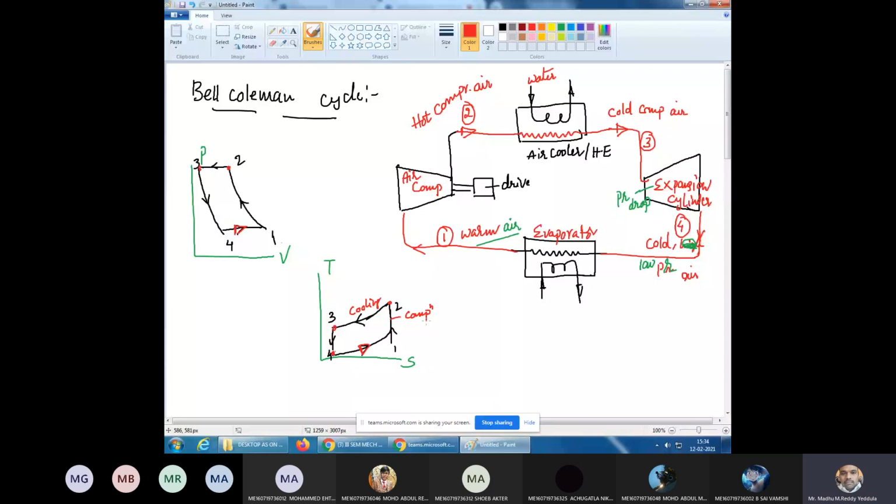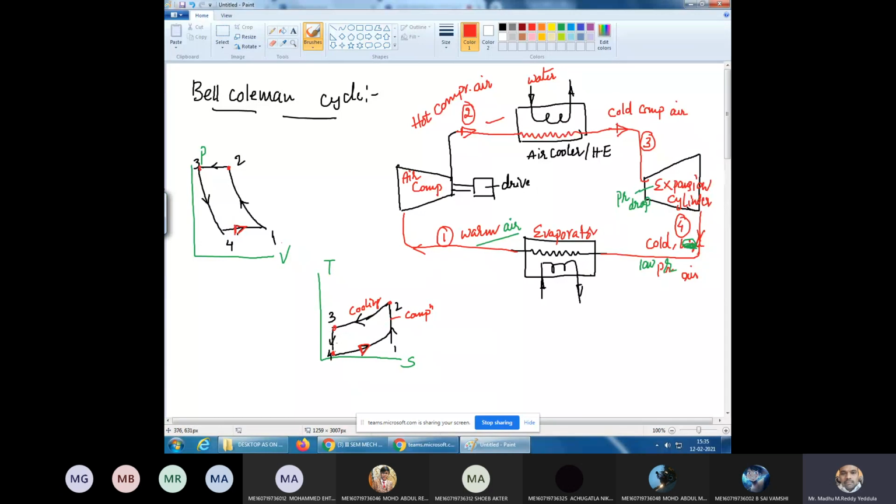So 1 to 2: the warm air leaving the refrigerator chamber at state point 1 enters the compressor, where it is compressed isentropically. During the compression, there is an increase in both temperature and pressure from 1 to 2. In 2 to 3, the hot compressed air leaving the compressor passes through pipes immersed in circulating water. The heat is rejected to the water at constant pressure, P2 equals P3, and the temperature decreases to T3. You can see that from 2 to 3 the temperature also decreases.